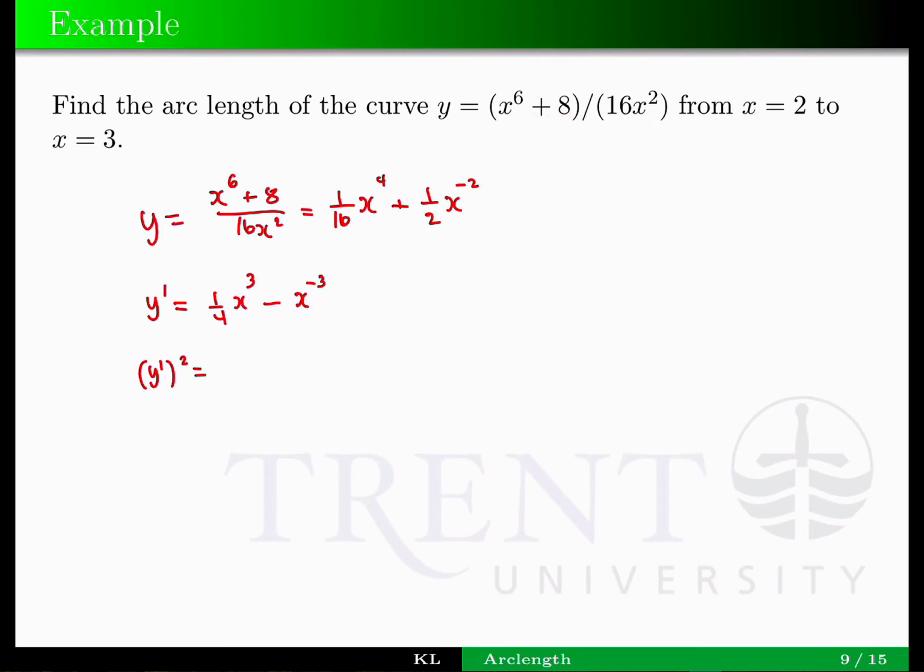We will have 1 over 16 x to the power 6 minus twice the product. Twice the product, that becomes 1 over 2 times x cubed times x raised to negative 3. So they will cancel each other. Then plus the square of x raised to negative 3. This is x raised to negative 6.